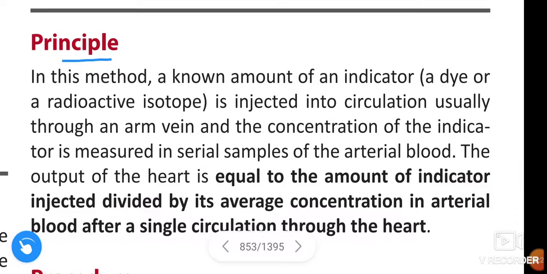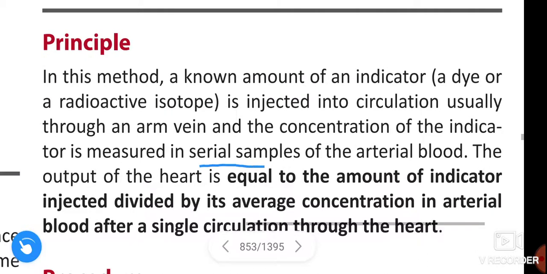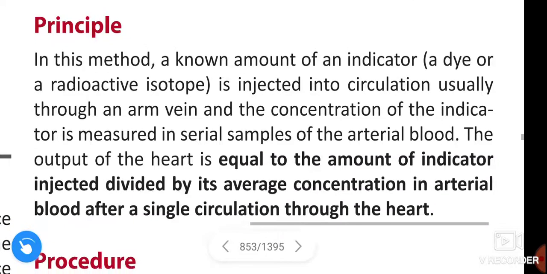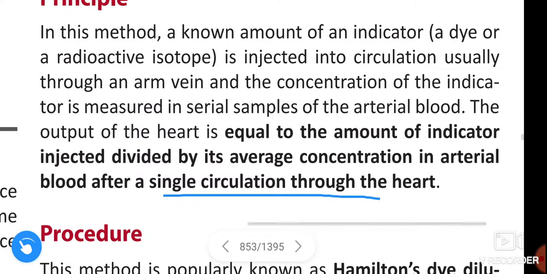See the principle once again of the indicator dilution method. In this method, a known amount of indicator, a dye or a radioactive isotope, is injected into circulation, usually through an arm vein, and the concentration of the indicator is measured in serial samples of the arterial blood. The output of the heart is equal to the amount of indicator injected divided by its average concentration in the arterial blood after a single circulation through the heart.